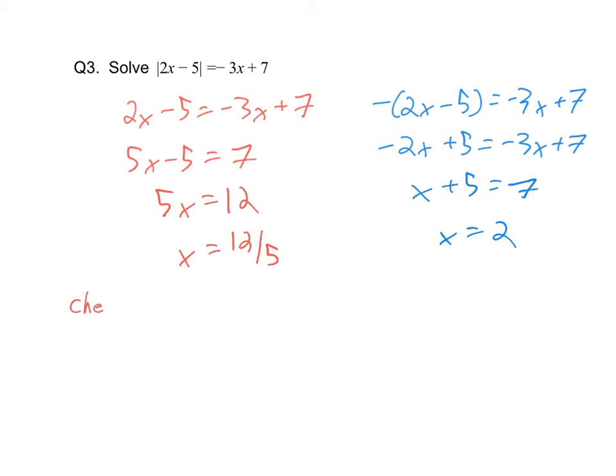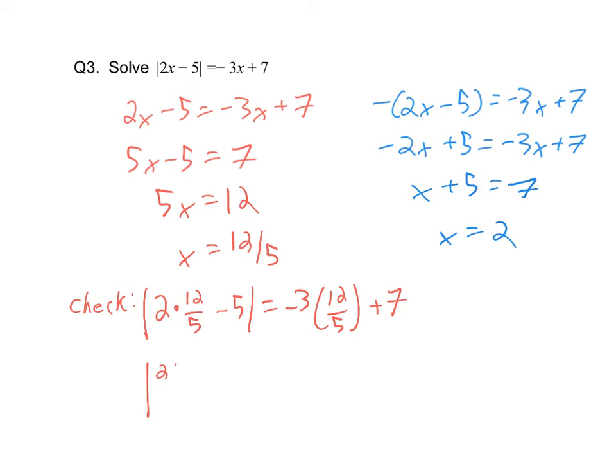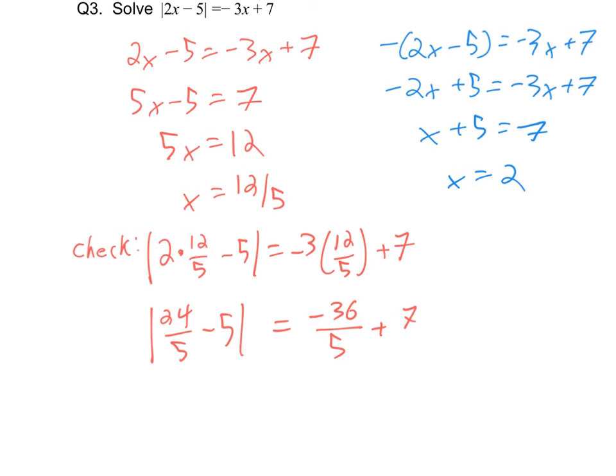So let's check the one on the left-hand side first. So this is the absolute value of 2 times 12 over 5 minus 5 equals negative 3 times 12 over 5 plus 7. So inside the absolute value bars, we have 24 over 5 minus 5. On the right-hand side, we have negative 36 over 5 plus 7. Well, 5 is the same thing as 25 over 5. So this expression inside the bars is going to be negative 1/5.